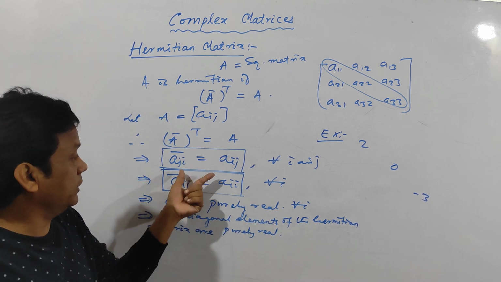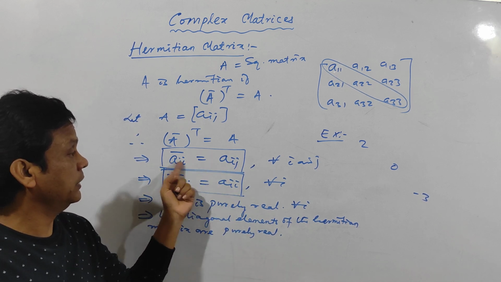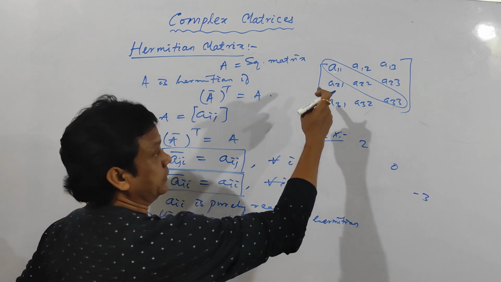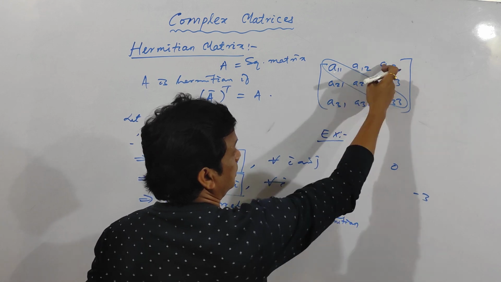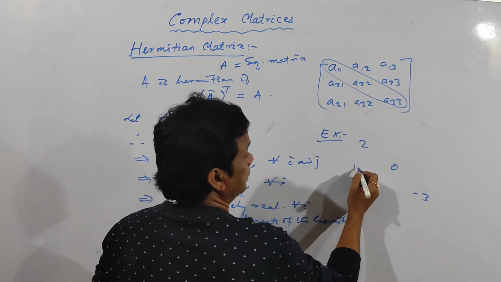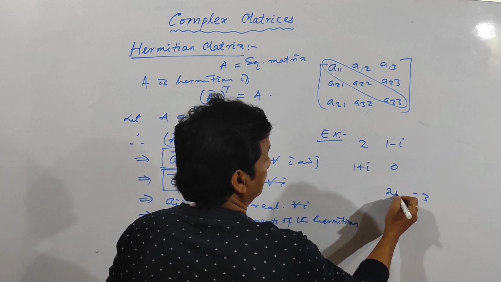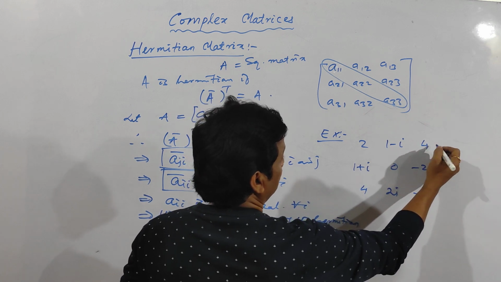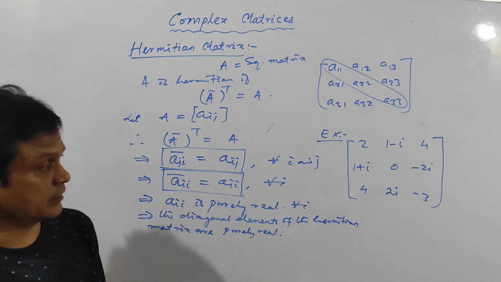Clear? Now this condition: Aij and Aji, they are conjugate of each other. These two must be conjugate of each other. If it is 1 plus i, it will be 1 minus i. If it is 2i, then it is minus 2i. If it is 4, the conjugate of 4 is 4. So this is the answer. This is the example of the Hermitian matrix.